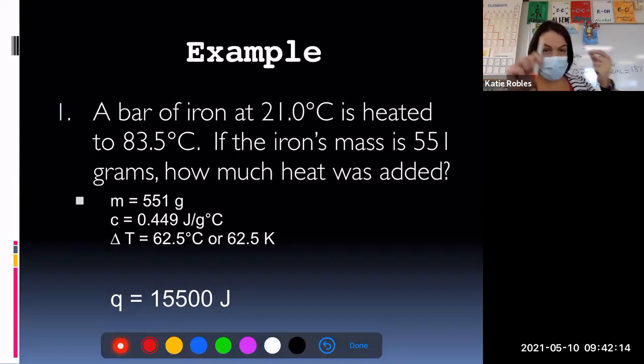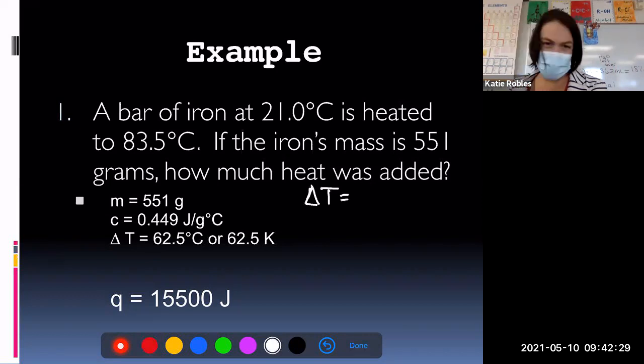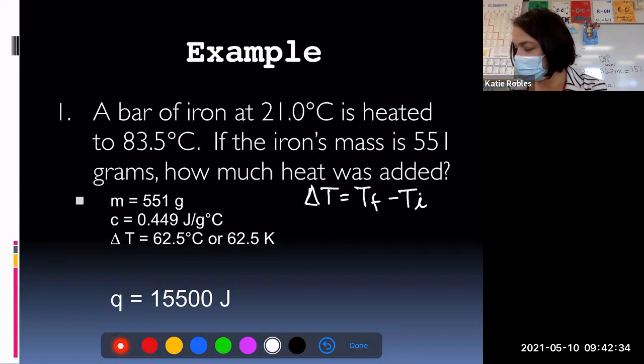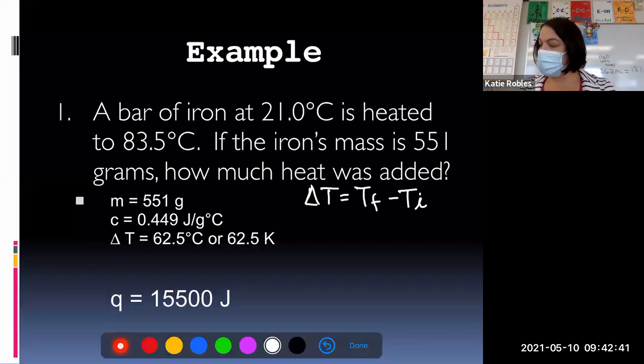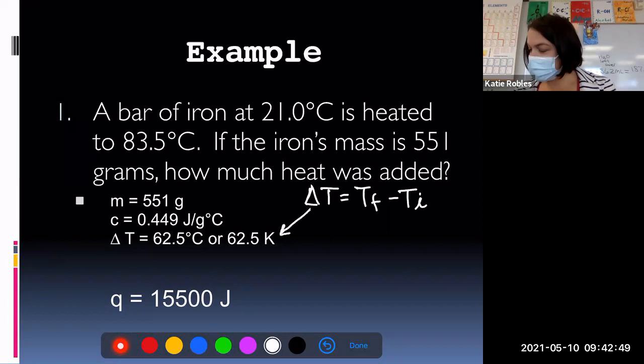So I want you to start thinking about that. Things that are more massive are going to hold more heat. Things that are less massive are going to hold less heat. So first thing we need to do is find delta T. Delta T, you can either do it in your head, off to the side, whatever. It's T final minus T initial. And it's important that you use final minus initial because it's going to tell you whether heat was added or heat was removed. So it has a final temperature of 83.5. It started at 21. So delta T is 62.5.